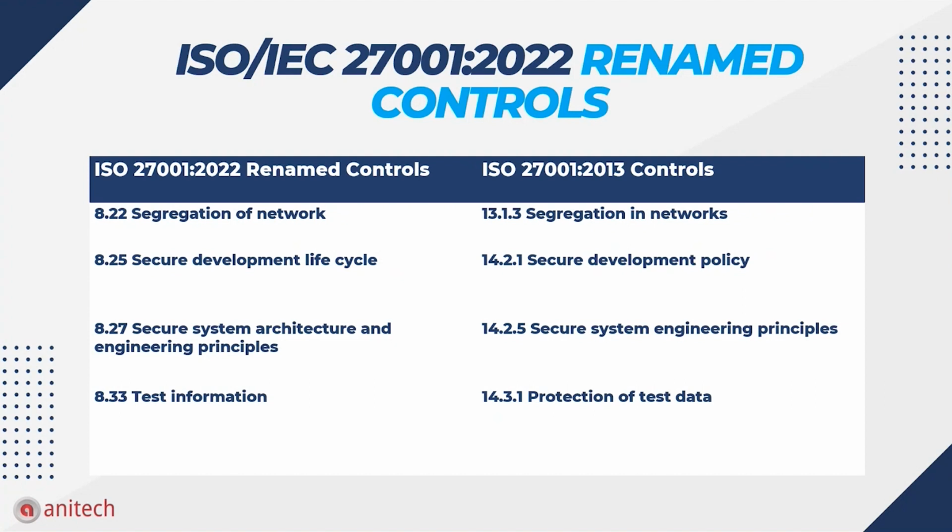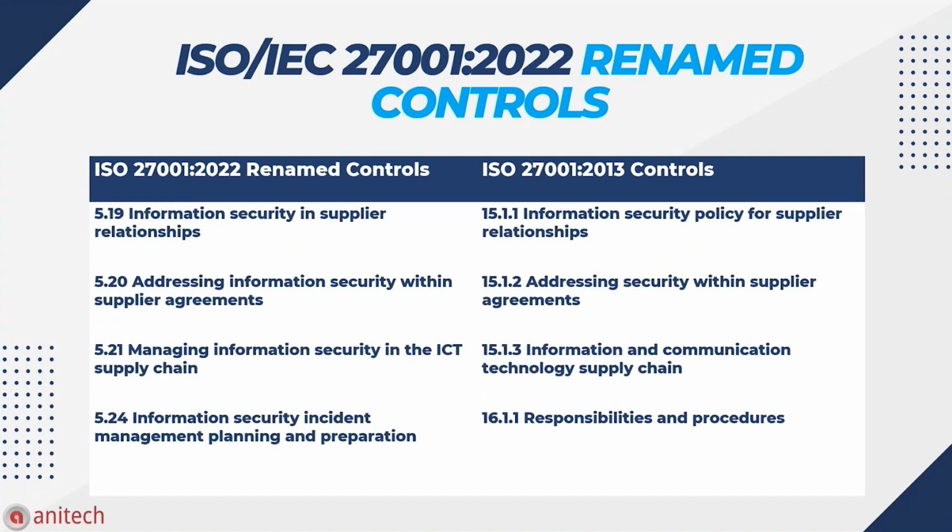Righty, then segregation in networks is basically segregation of network. So we must know it's just renamed controls. And then secure development policy is secure development lifecycle. Then secure system engineering principles is secure system architecture and engineering principles. Then protection of test data is simplified as test information.